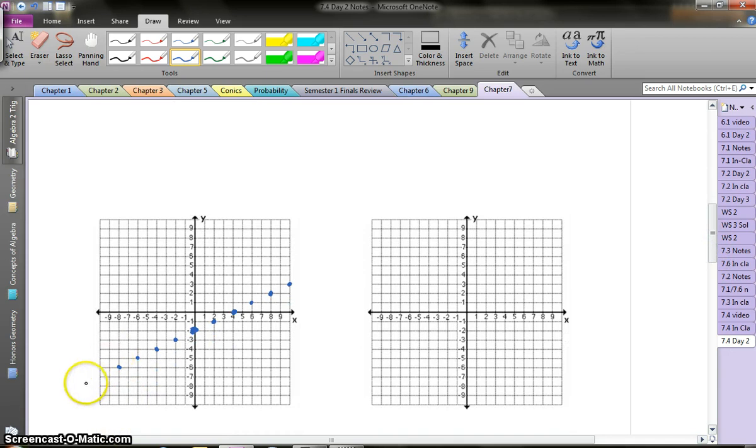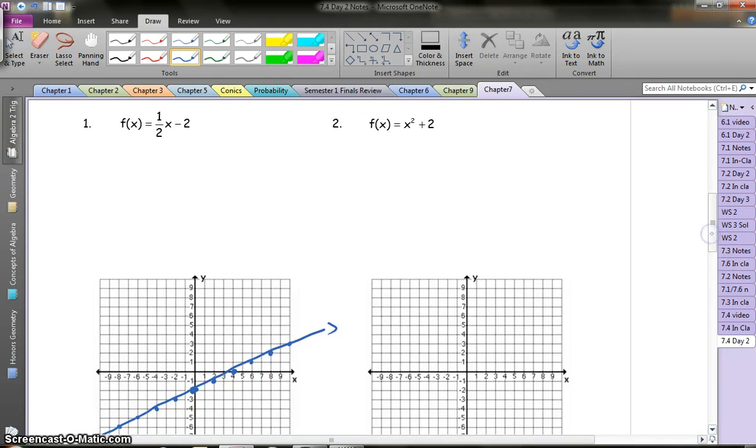Alright, and let's graph our line here. And that's our first line. Now, let's go find the inverse. So, we have y equals 1 half x minus 2. So, x equals 1 half y minus 2. We would add 2. And then multiply by 2. Now, when you multiply by 2, you got to take it to both. So, I have y equals 2x plus 4.